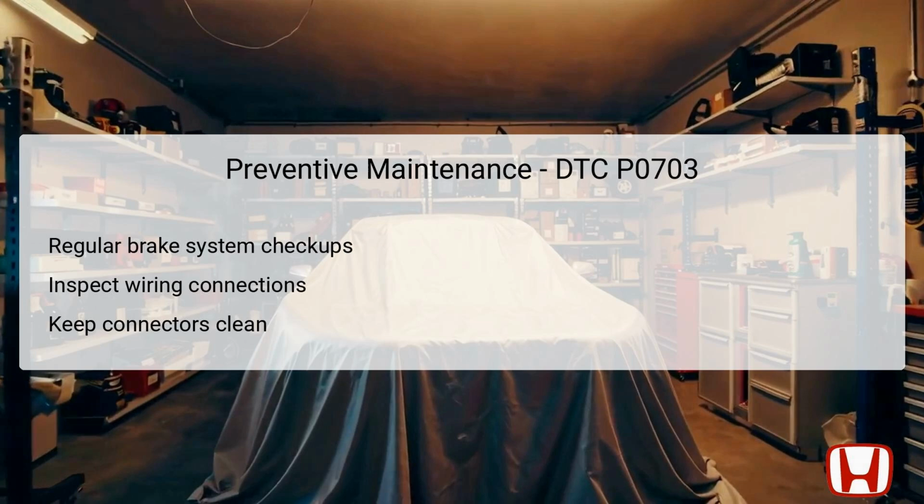Preventive maintenance is the cornerstone of ensuring long-term vehicle reliability, particularly concerning critical systems like braking. Regular checkups should include thorough inspections of the brake system, especially focusing on the brake pedal position switch and its wiring. Inspecting wiring connections regularly helps to prevent issues caused by corrosion or physical wear that may lead to poor signal transmission. Additionally, ensuring that all connectors are clean and secure can greatly reduce the chances of circuit failures.